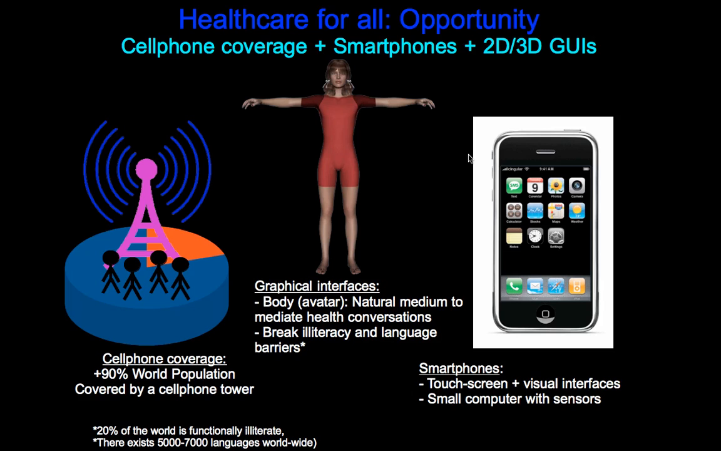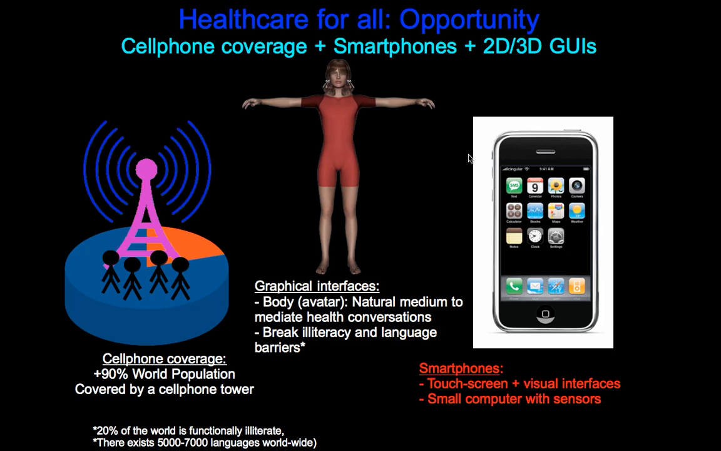However, let me also talk to you about 3 key opportunities that can help us break this medical divide. First, cell phone coverage. 90% of the world population is currently covered by a cell phone tower. Then, graphical interfaces are actually very, very powerful. Interfaces where we can use, for example, an avatar, basically a drawing of a person, to mediate healthcare conversations are very powerful, because the body is a natural way to talk about health. Not only that, but interfaces that are primarily graphical and have 2D and 3D objects, video, and sound can help in breaking illiteracy and language barriers among users.